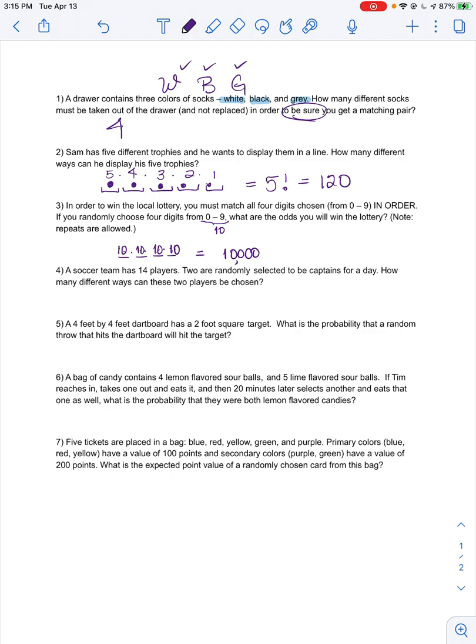10,000 different ways. There's 1 winning ticket. Maybe you picked it, maybe you didn't. But your probability would be 1 out of 10,000. So what are your odds?